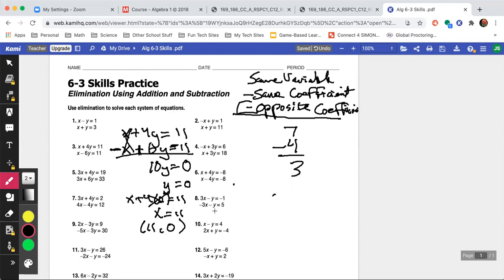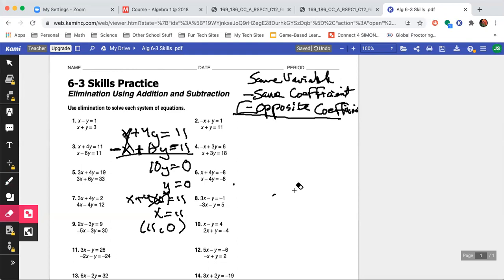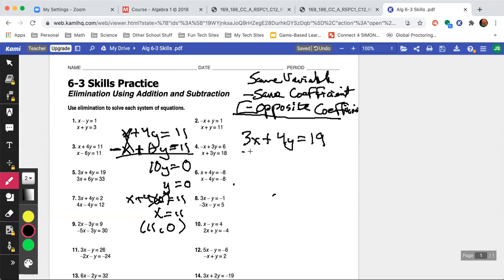So let's look at another one that's going to be a little more straightforward. Let's try number 5 next. Okay, so go to number 5. I'm going to clean this up a little bit. All right. So number 5, you've got 3x plus 4y equals 19. You've got 3x plus 6y equals 33. All right, so I'm going to do that thing where I make the bottom all negative. Okay, so it's like you're applying a -1 to everything in here. So this becomes negative, this becomes negative, and this becomes negative.